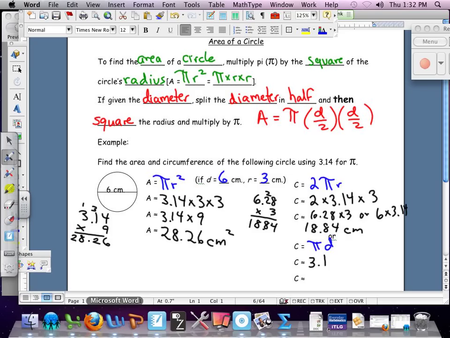Versus pi times the diameter, they already gave me the diameter right from the beginning. So 3.14 times the 6, which is actually the second way I wrote that we could do the order. So 3.14 times 6, hopefully we'll get the same answer if I'm careful. 18.84 centimeters. So just be careful which formula you're using. Be careful whether you're using the radius versus the diameter.